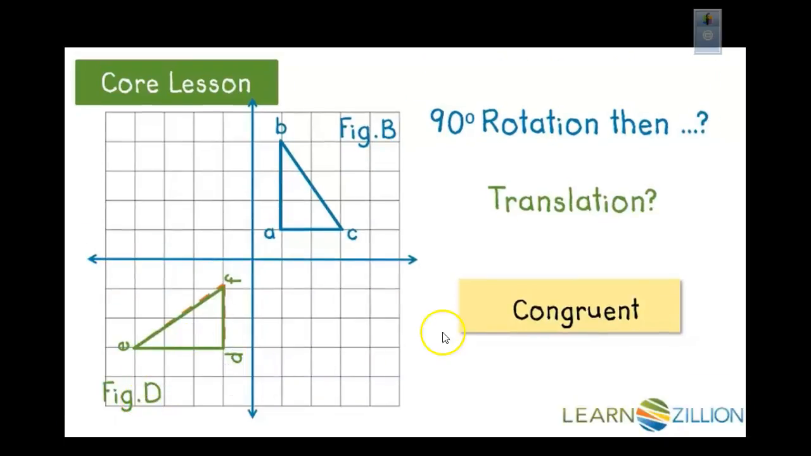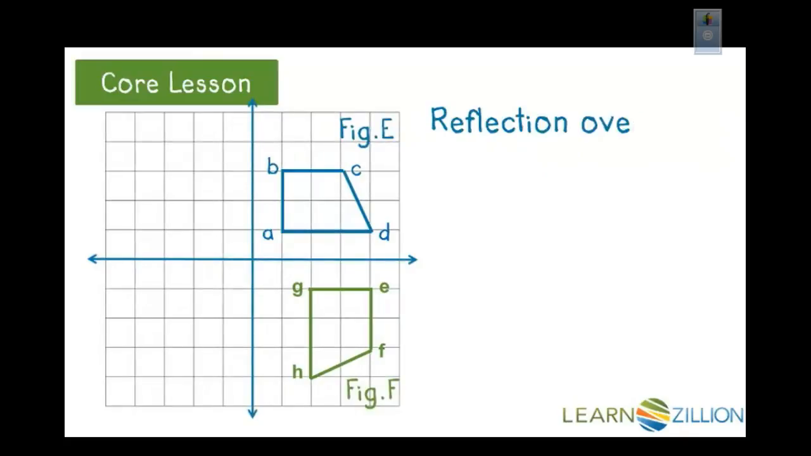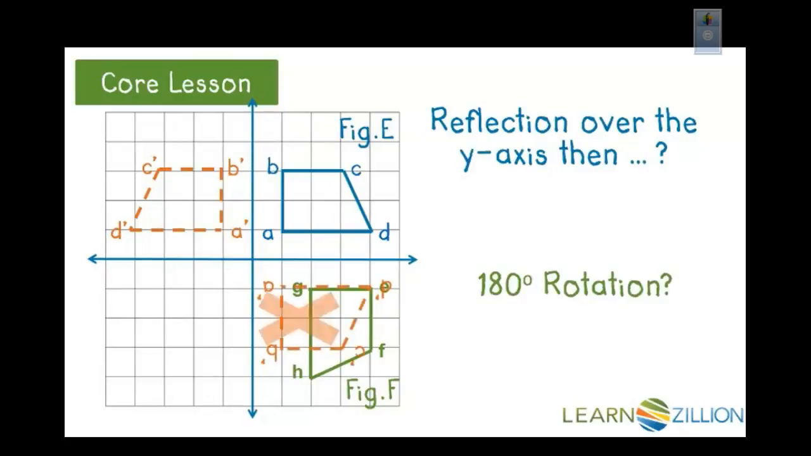Sequence of rigid transformations. Is figure F congruent to figure E? Looking at the two figures, we can see that figure F is not the image of figure E after a single translation, or a single reflection, and not after a single rotation around the origin. Can we demonstrate congruence through a sequence of transformations? We'll try reflecting over the y-axis first. Is it going to work? Then a 180-degree rotation, and it's not going to fit, so this won't work.